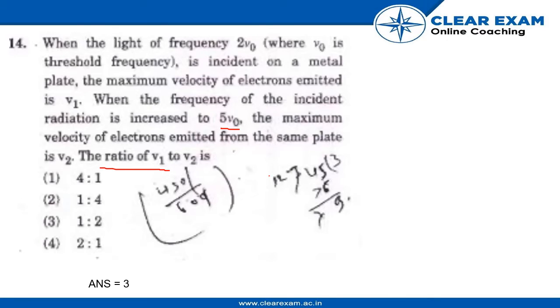Okay, so let's move to the solution. As it is written here, the answer is 3. That is, the ratio 1 to 2. So from the photoelectric equation, h nu equals h nu naught plus half m v square.